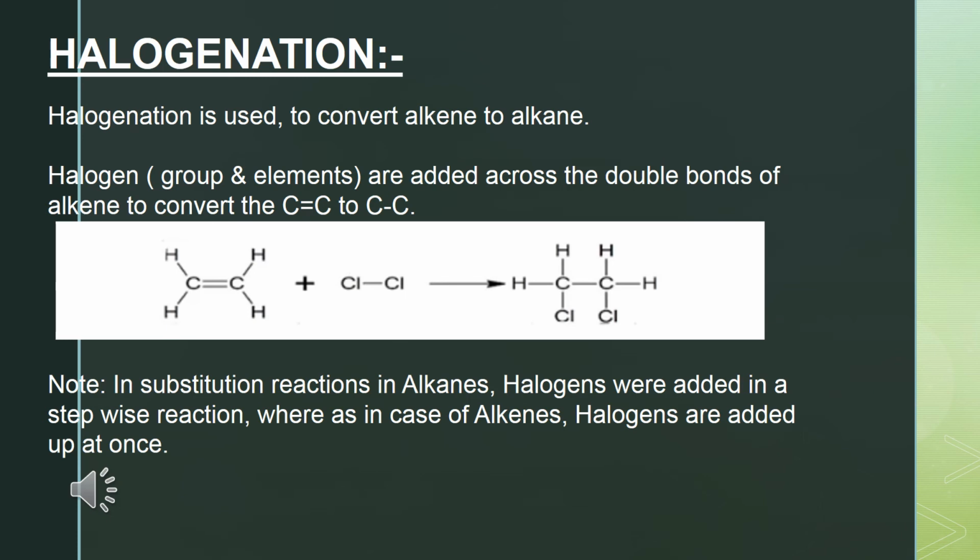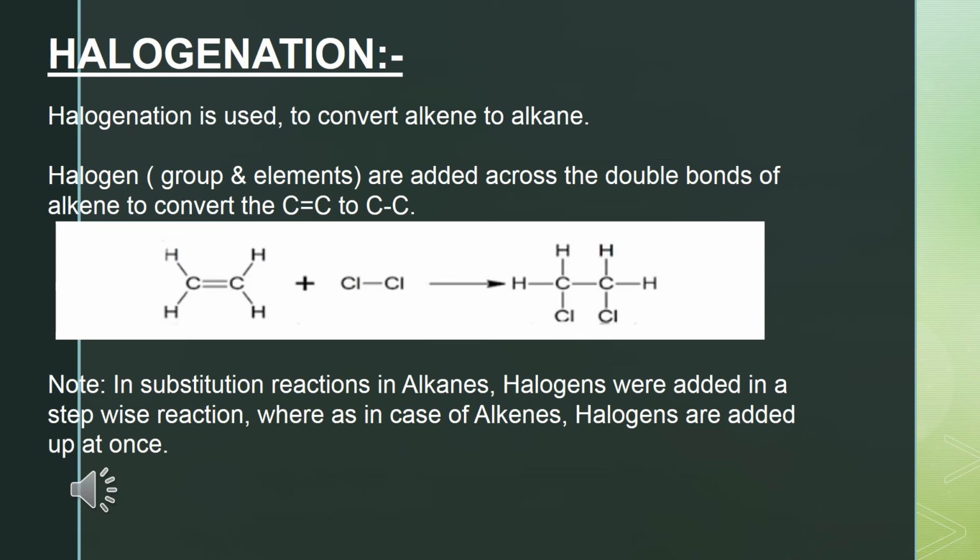Let's talk about halogenation. Halogens are the members of group 7A of the periodic table, as you all know. Halogenation is used to convert an alkene into an alkane. When halogens are added across the double bond, the alkene, which contained a double bond, gets converted into an alkane, which now contains a single bond. But there is a note which you have to remember.